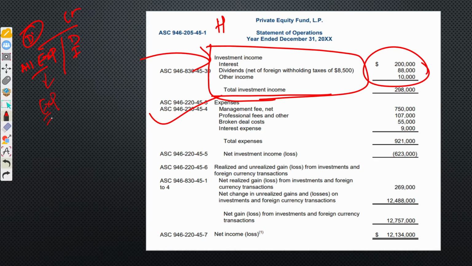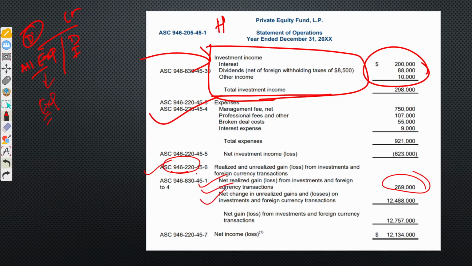And what about the unrealized gain and loss? Yes, as per accounting standard 946, which represents the realized and unrealized gain or loss from investment and foreign currency. It should be recorded. So if you see a positive amount, it means we have profit or gain, right?